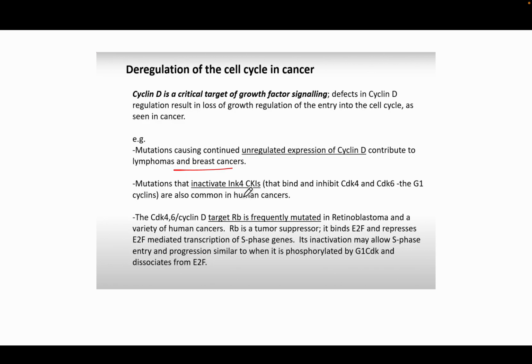Mutations that inactivate INK CKIs, which bind and inhibit CDK4 and CDK6, are also common in human cancers. The CDK4/6 cyclin D target, retinoblastoma protein RB, is frequently mutated in retinoblastoma and a variety of human cancers. RB is a tumor suppressor. It binds E2F and represses E2F-mediated transcription of S-phase genes. Its inactivation may allow S-phase entry and progression, similar to when it is phosphorylated by G1 CDK and dissociates from E2F.